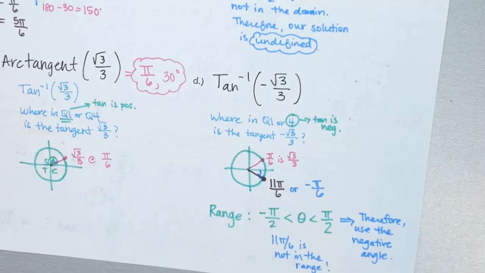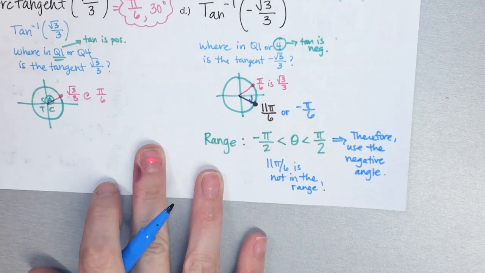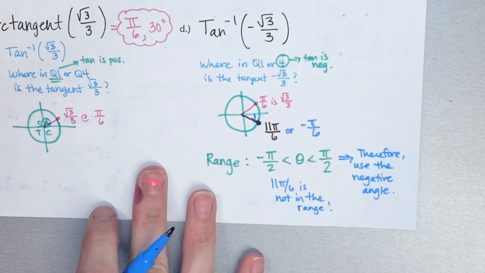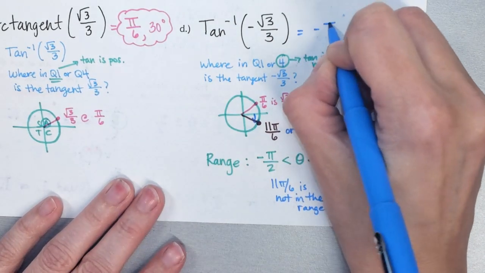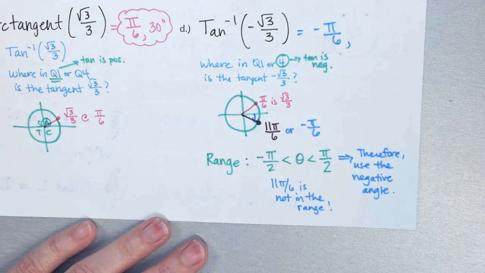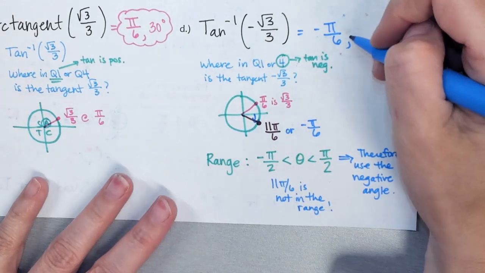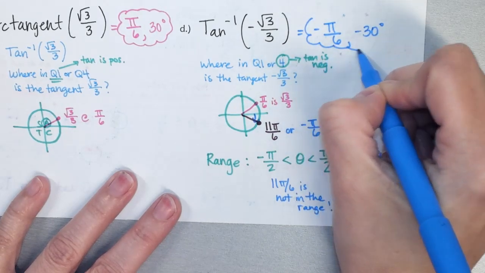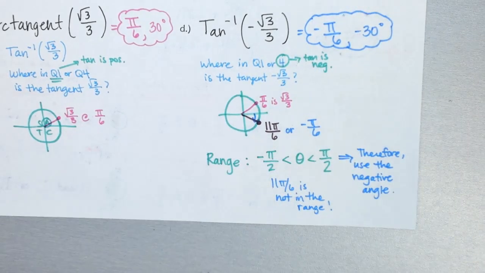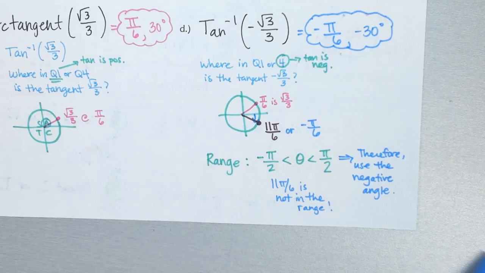Okay, so 11 pi over 6 is not in the range. It's not in your output values. But negative pi over 6, it's the same angle, it's the same place on the unit circle, but now it falls into our range. So negative pi over 6 is how many degrees? Negative 30 degrees. Okay, so that one can be a little tricky, just making sure that it's in the range.